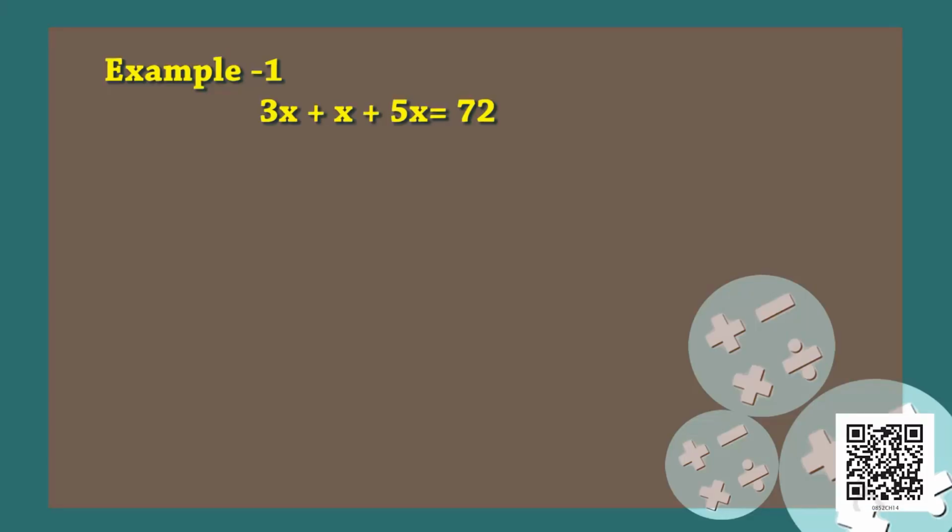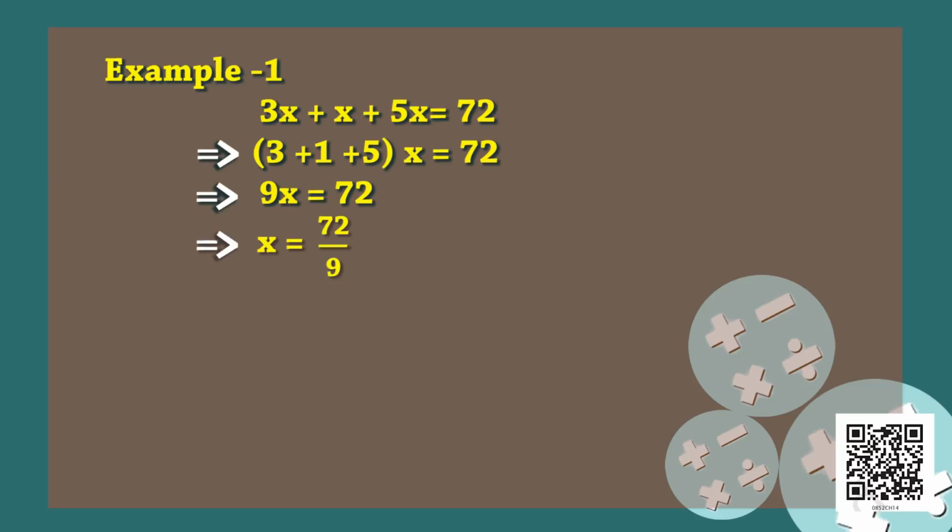So, in the addition we have to use that 1. Then what is the correct process? Let us observe. 3x plus x plus 5x is equal to 72 becomes 3 plus 1 plus 5 x is equal to 72, that becomes 9x is equal to 72. Therefore, x is equal to 72 by 9, that is equal to 8.